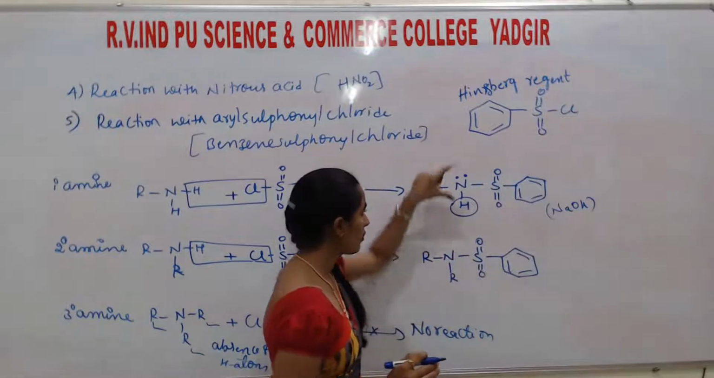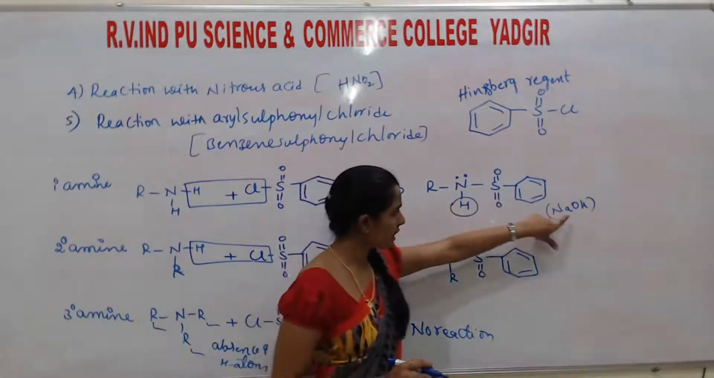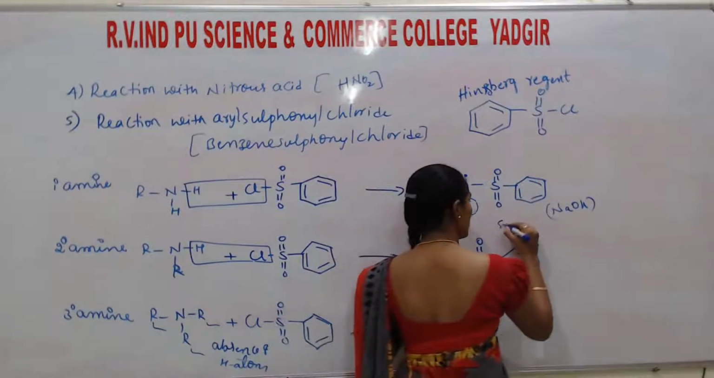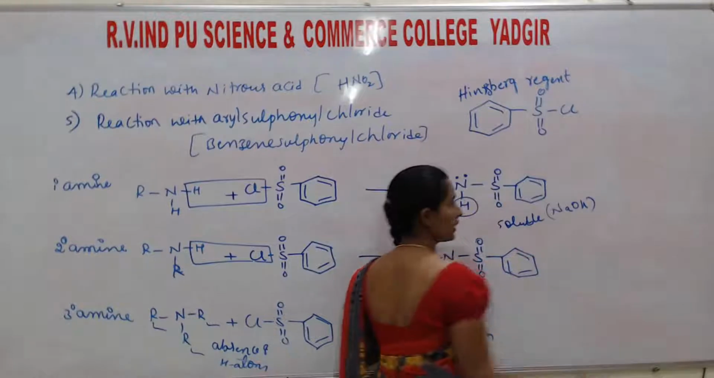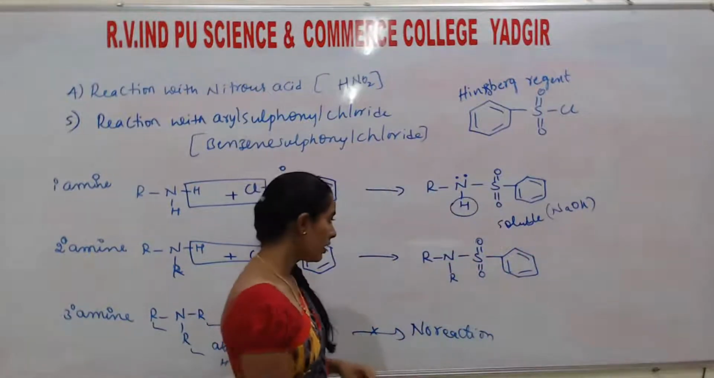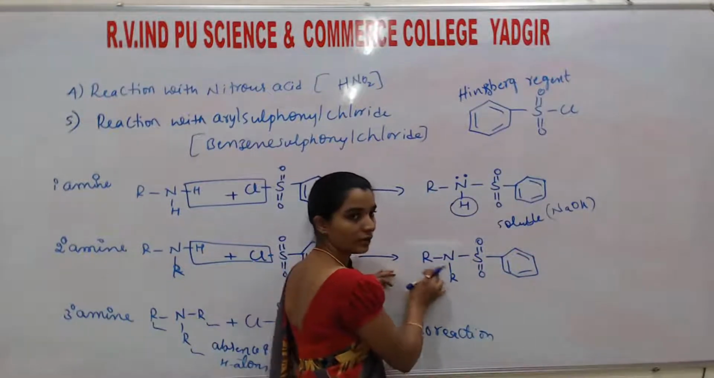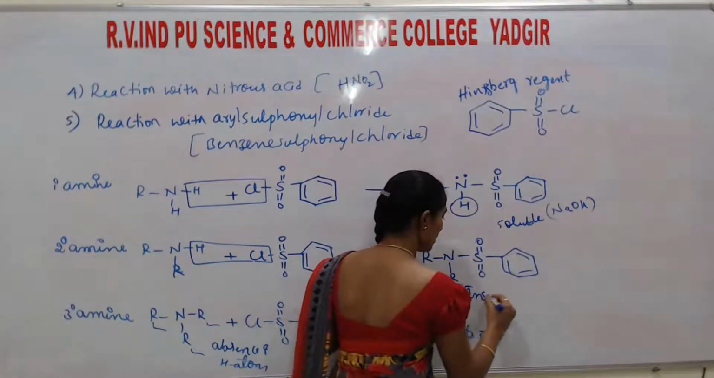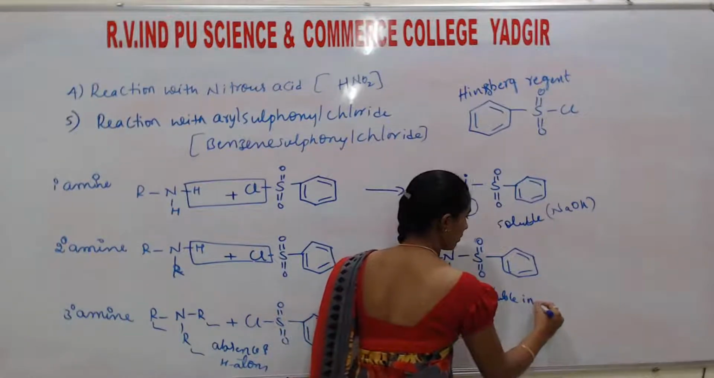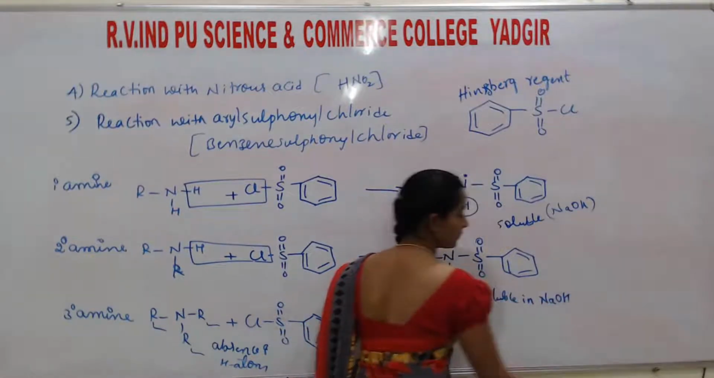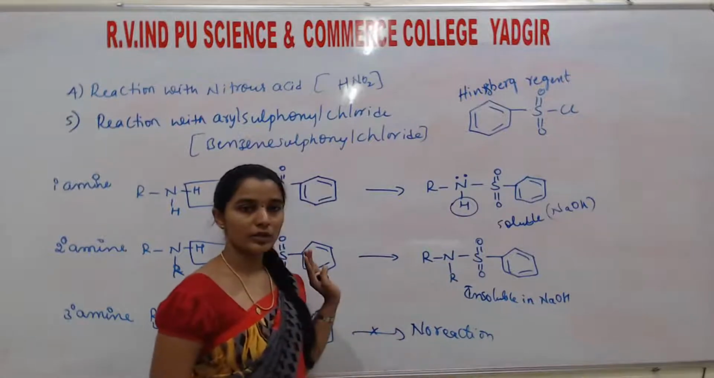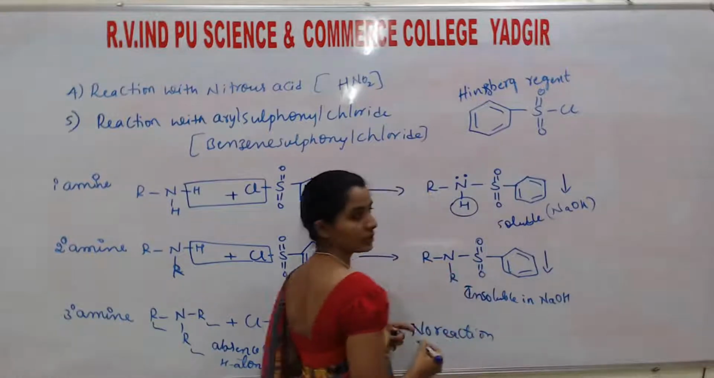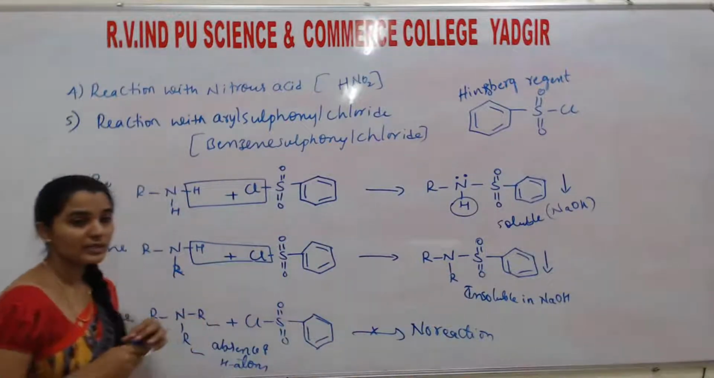Okay, so students, as this hydrogen is highly acidic, what happens? It is soluble in NaOH. Next, here there is no hydrogen atom. Here there is no hydrogen atom means it is insoluble in NaOH. Okay, here there is no reaction. So this is a white precipitate, this is also a white precipitate. Okay, how does the distinction take place?